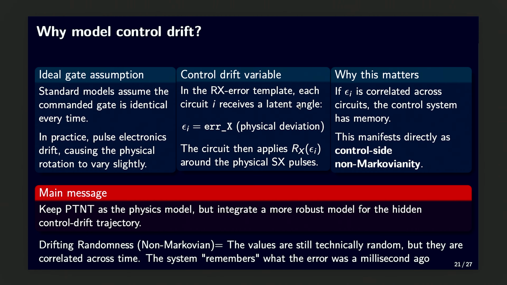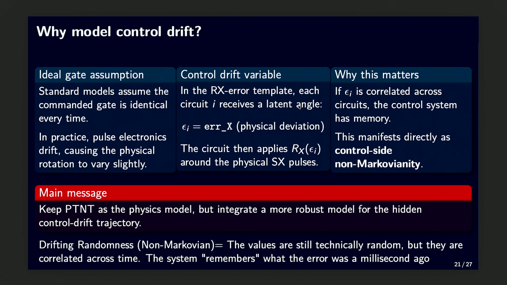One of these drift forms is pink noise, which we give to each circuit. Each of the 6,000 circuits receives a latent angle, and we use it for an RX rotation. But this random number is not truly random, because if it were random, it would be Markovian; we would not be considering memory. So we are going to check that as a drifting randomness. I'm not sure if that's the right term, but it worked for me. I hope it works for you as well.